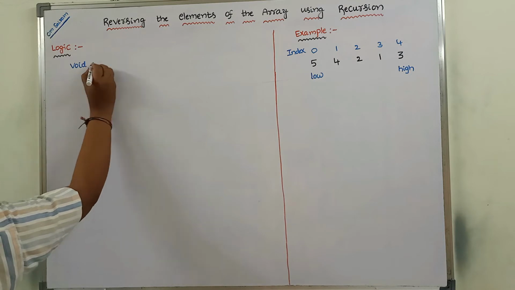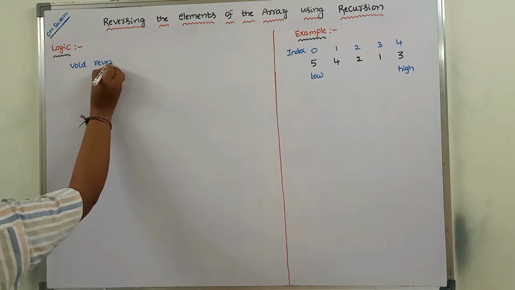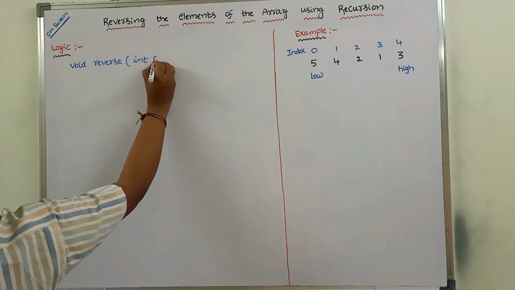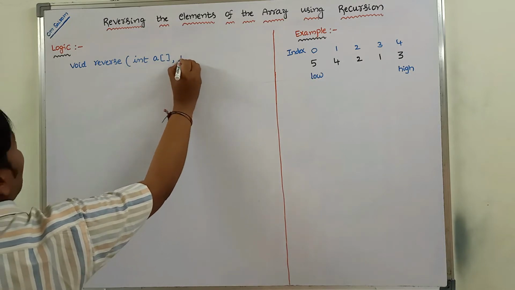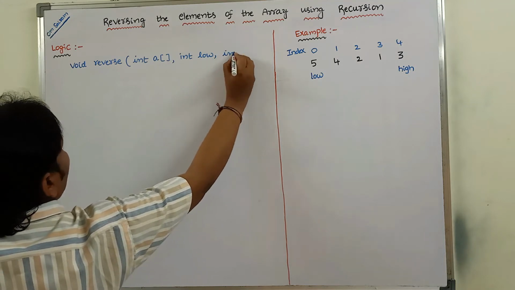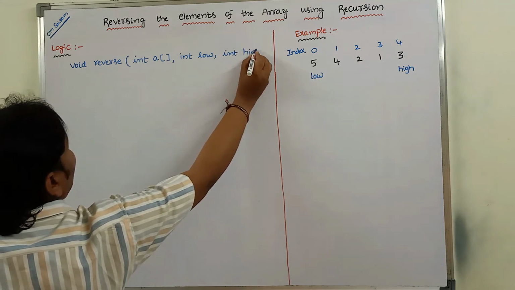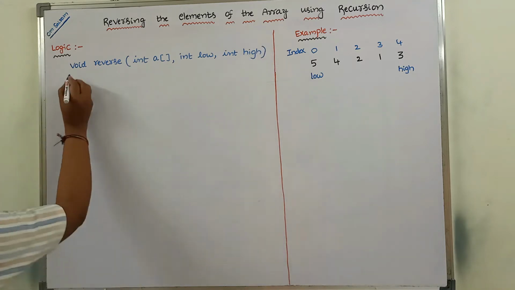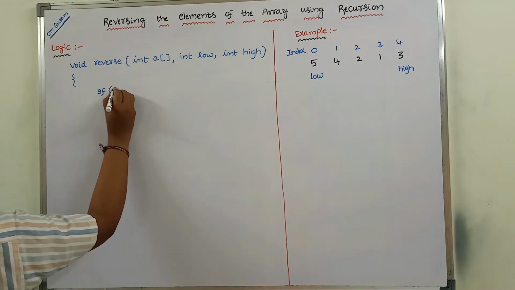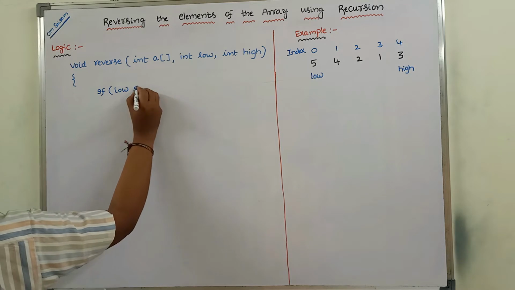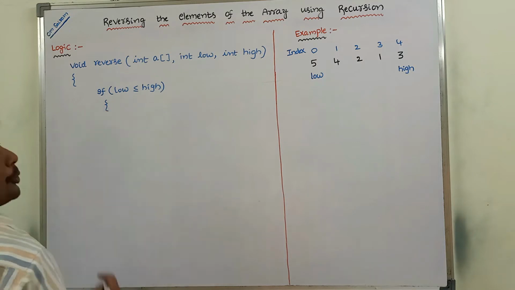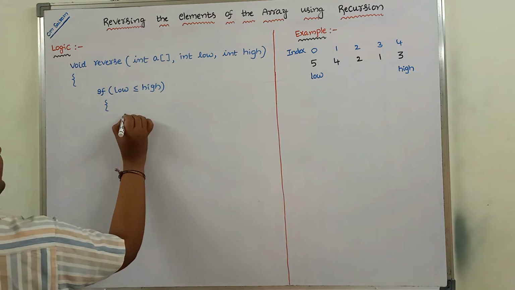We have to write the recursive function void reverse, int array, int low, int high. Next, here low value and high value are compared. Low less than or equal to high. If this condition is true, then the control goes to the body of the if block.